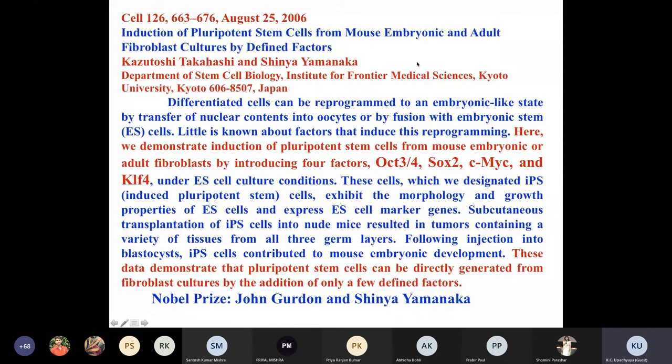Going down, this is long work by a British scientist working with amphibian cells, showing that in amphibia like frogs, for example, they can regenerate limbs. So he is a great developmental biologist, and Yamanaka has made a great contribution that we have now.